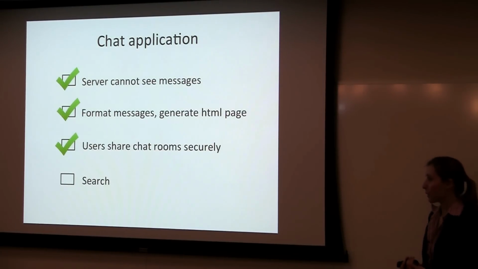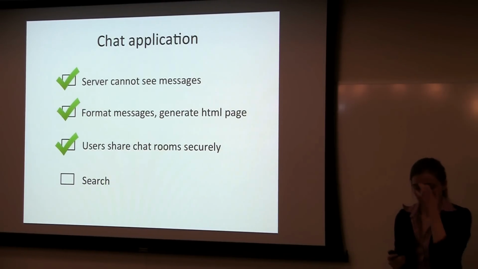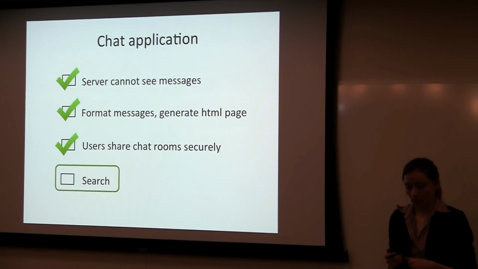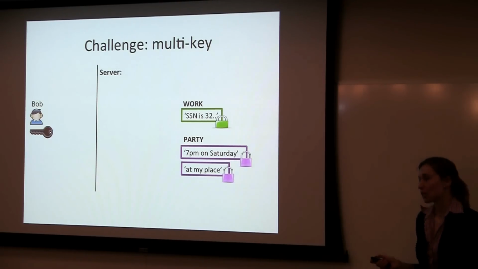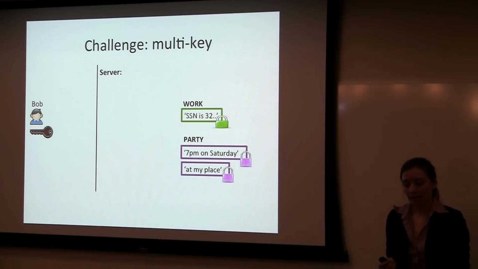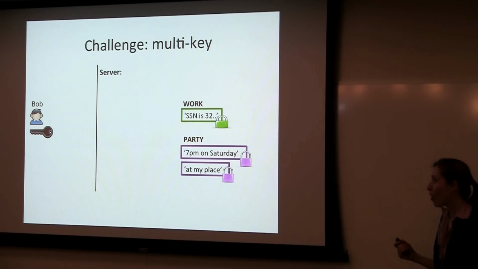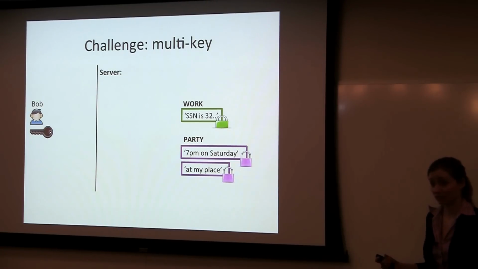Cool. Okay. So the final task is to support search. The challenge with search is that, if you remember, the data of each user is encrypted under different keys. Bob was part of the chat work and the chat room party, and they had different keys because they were shared with different people. And how can the server now search for a keyword over data encrypted with different keys?